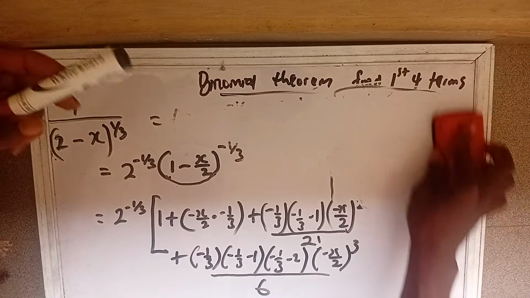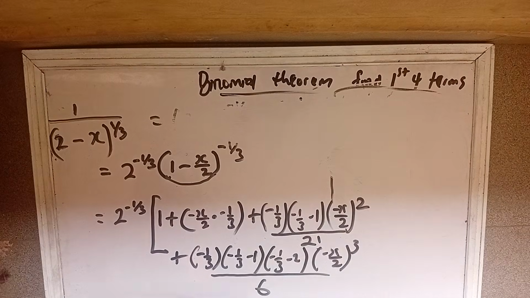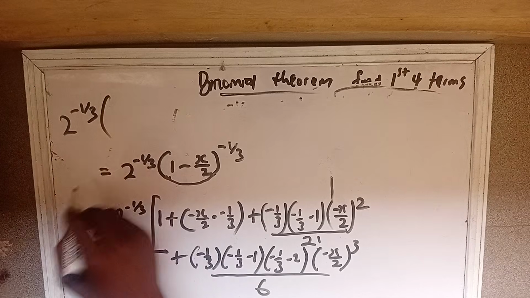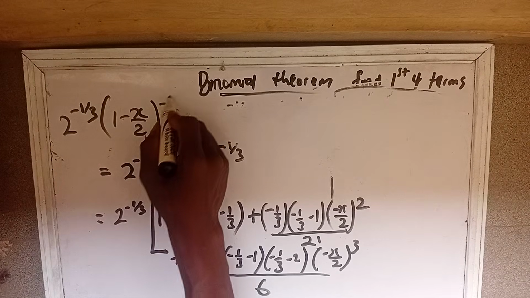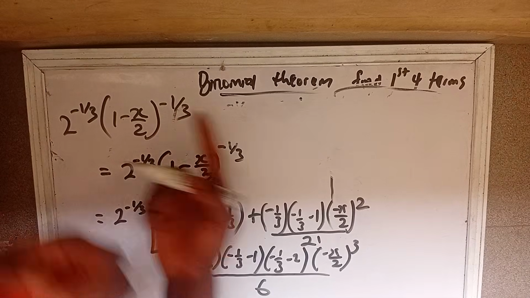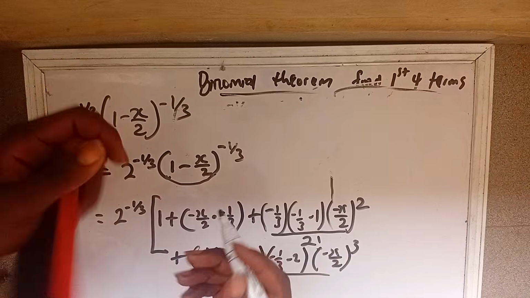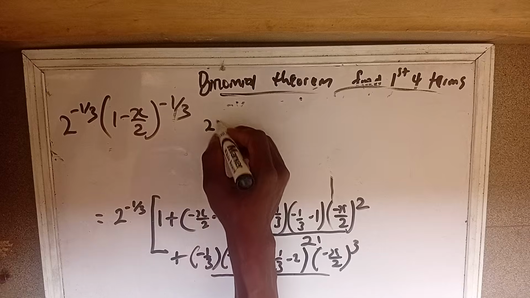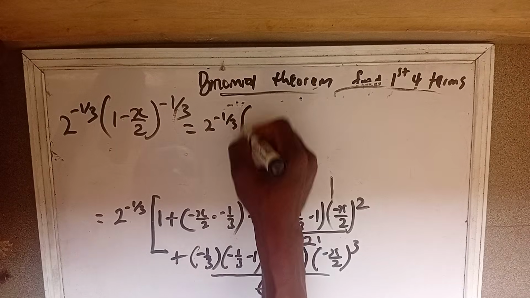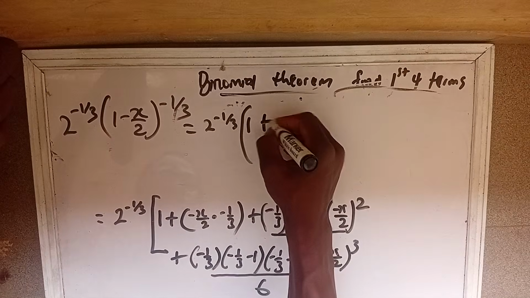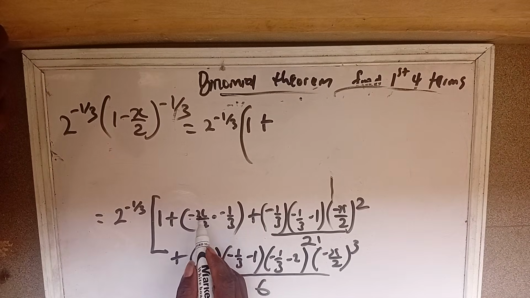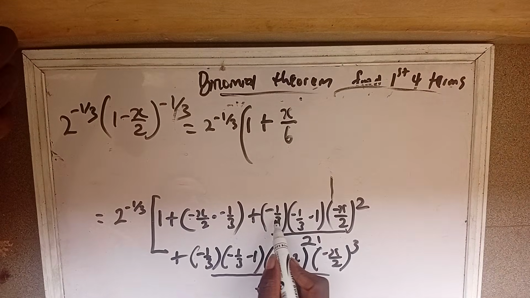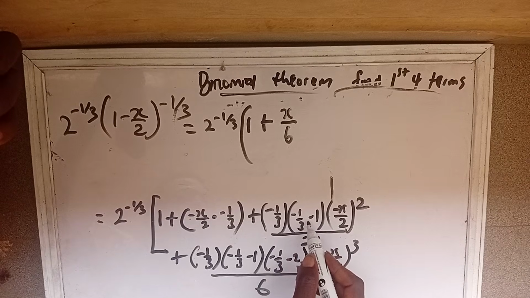We've input everything. This square is 2 raised to minus 1 over 3, 1 minus x over 2, to the power minus 1 over 3. It's even possible that the power is not negative, so still you don't have an issue with that. So now, here we get 2 raised to minus 1 over 3, open bracket, 1 plus minus times minus, plus x over 2 times 1 over 3. We have what? x over 6, right?